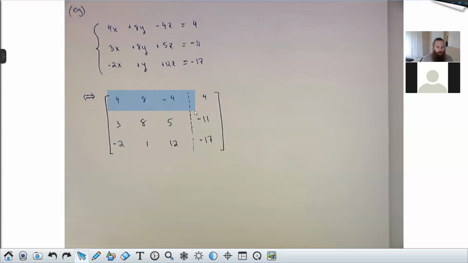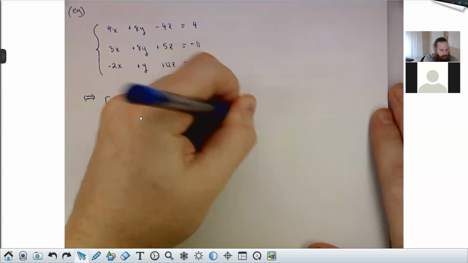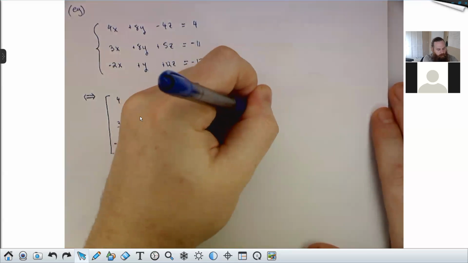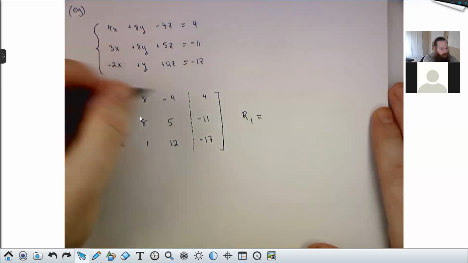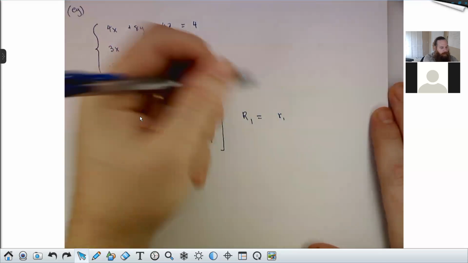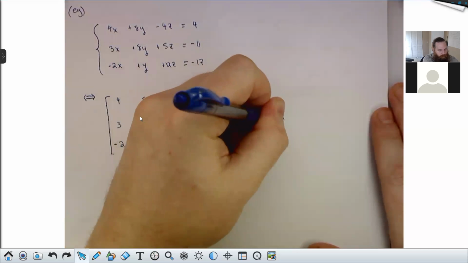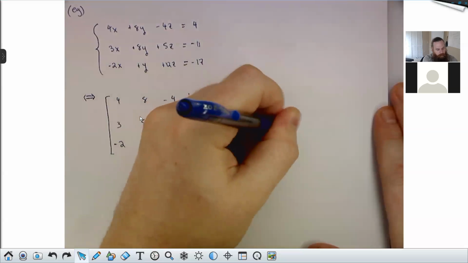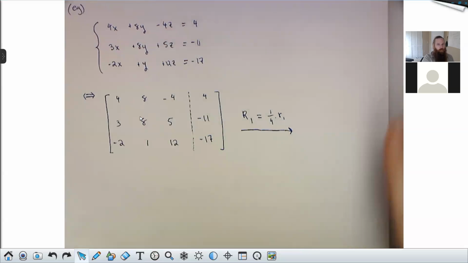And looking at row 1, notice everything is divisible by 4. And if you divide this by 4, you'll get a 1. So my first row operation, and here's the notation, capital R1, this means new R1, is going to be what I get when I take old row 1 and I divide everything by 4. In other words, I'm going to multiply my row 1 by the constant 1/4. And I'll leave all the other rows alone.